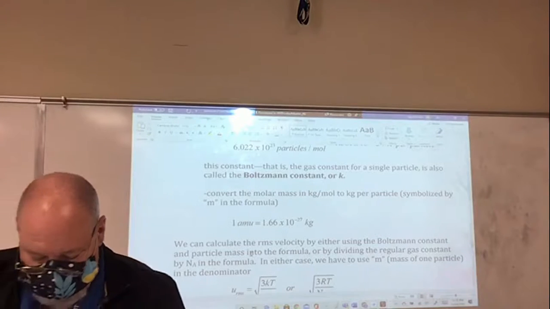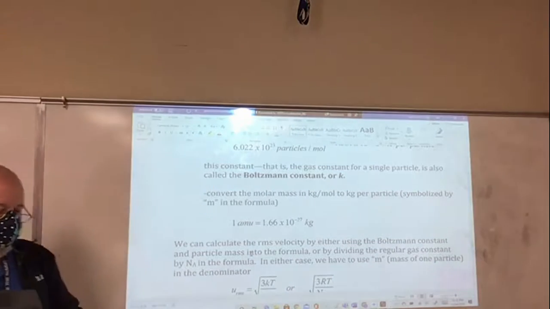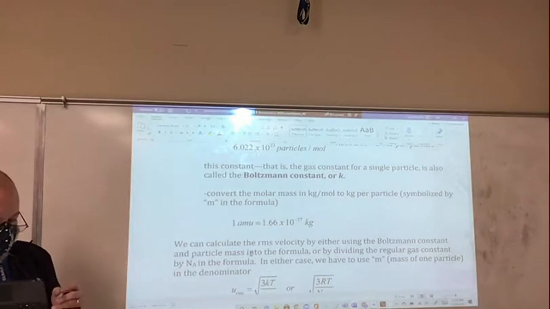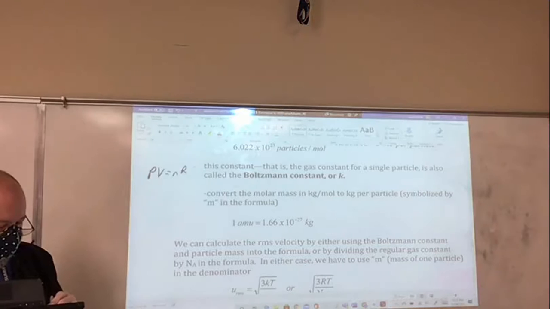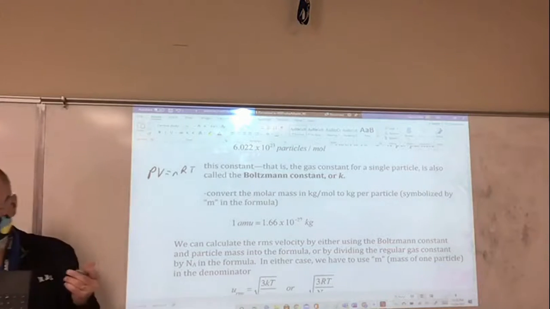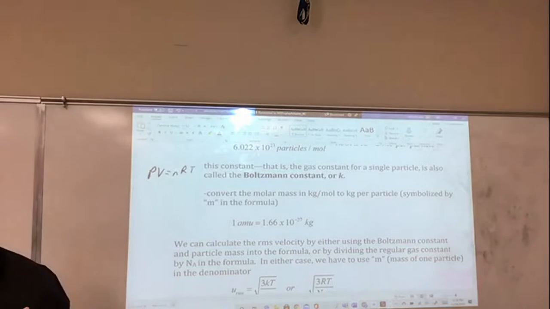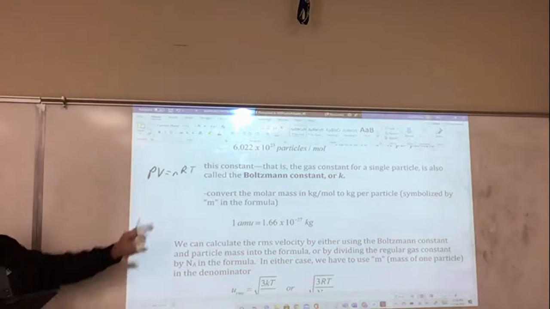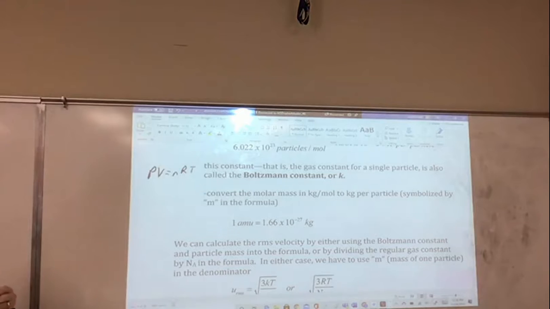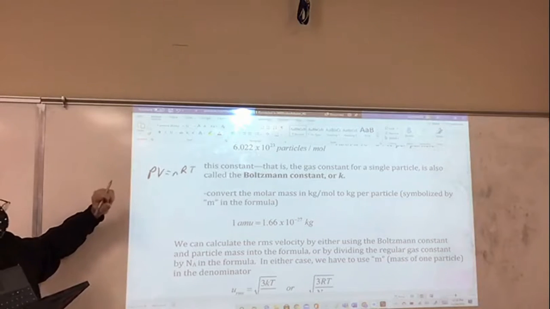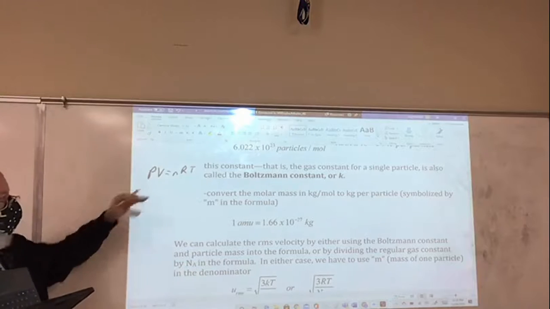So we started talking about the idea that it's important for us to understand that while PV equals nRT is nice because it describes the behavior of particles, and we can do a lot of stuff with it, and it helped us figure out a lot of things about a lot of chemical reactions. And we need to know about all that stuff. We also need to understand why this works, okay?